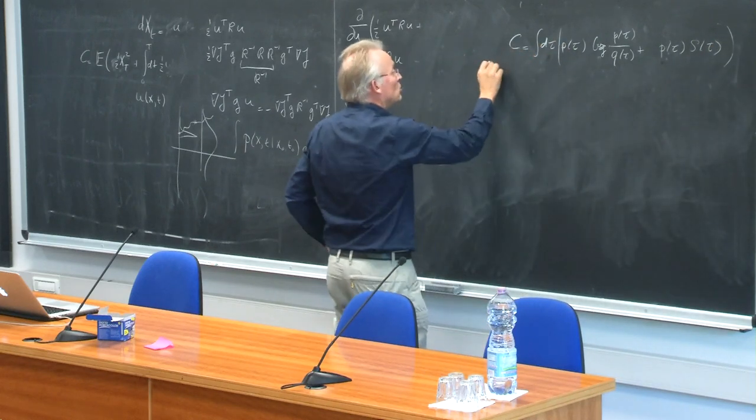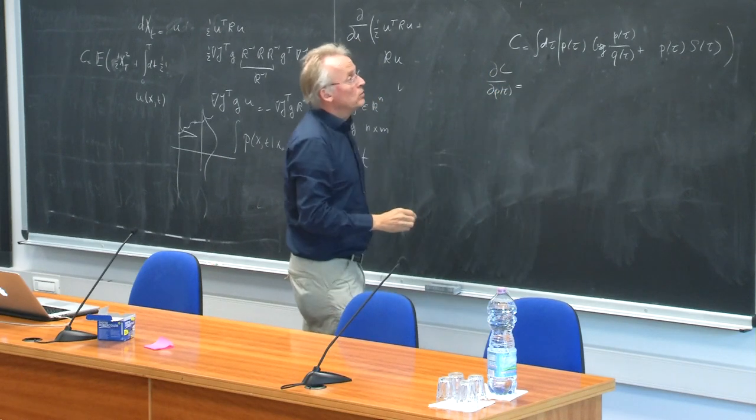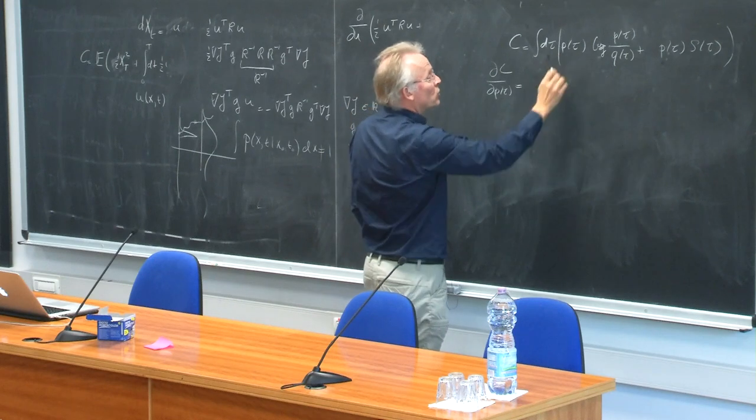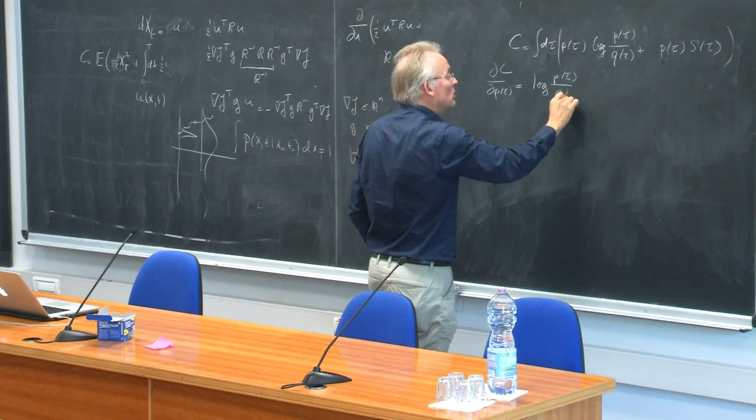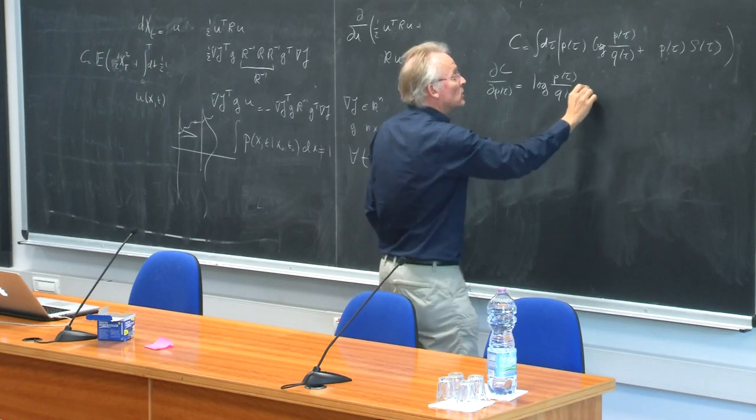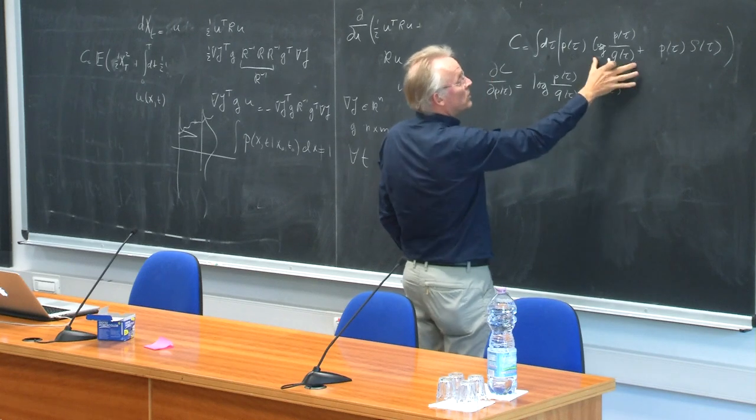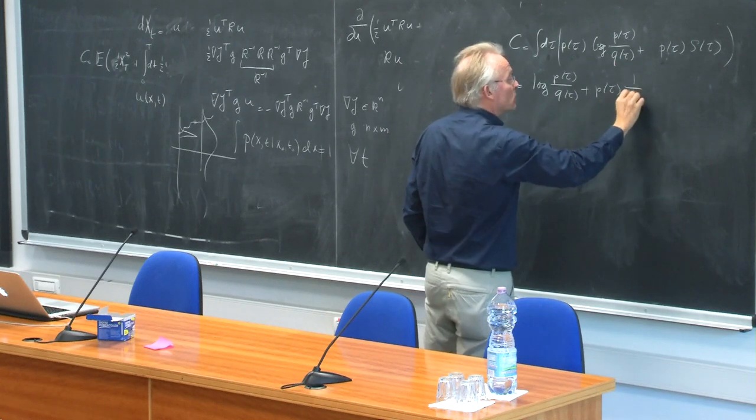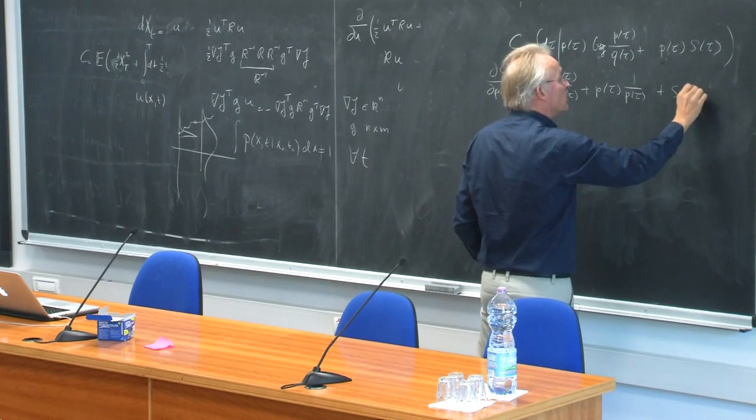So if I now do dC dP of tau, I can very easily do that. It gives this first term, it gives me the log of P of tau over Q of tau plus, and then I get P of tau times the derivative of this thing, which gives me just a 1 over P of tau. And then I get the derivative of this thing, which gives me the S of tau.